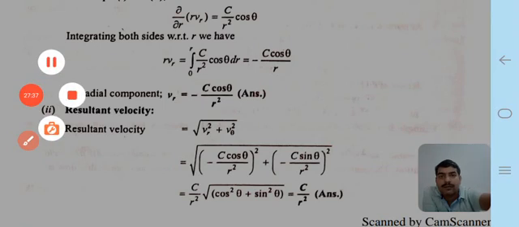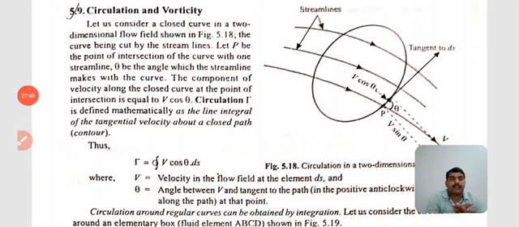Okay, now after completing the continuity equations in Cartesian coordinates and polar coordinates, and different types of numericals discussed in the previous lectures, now the next topic is circulation and vorticity. Two terms we see here: the circulation and vorticity.